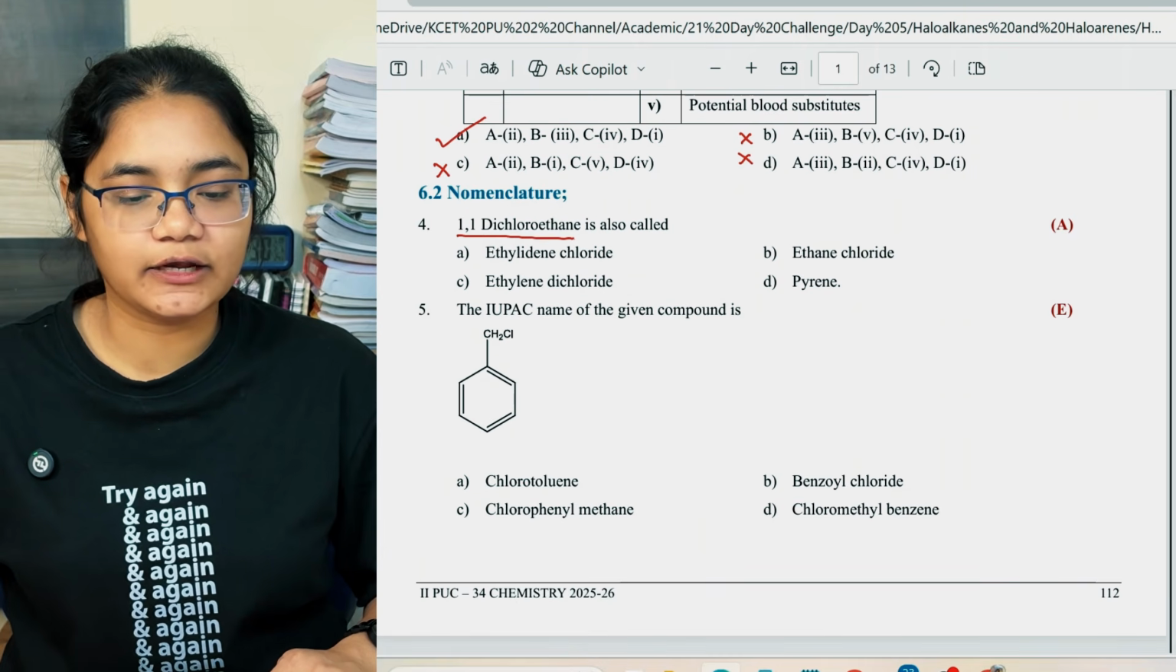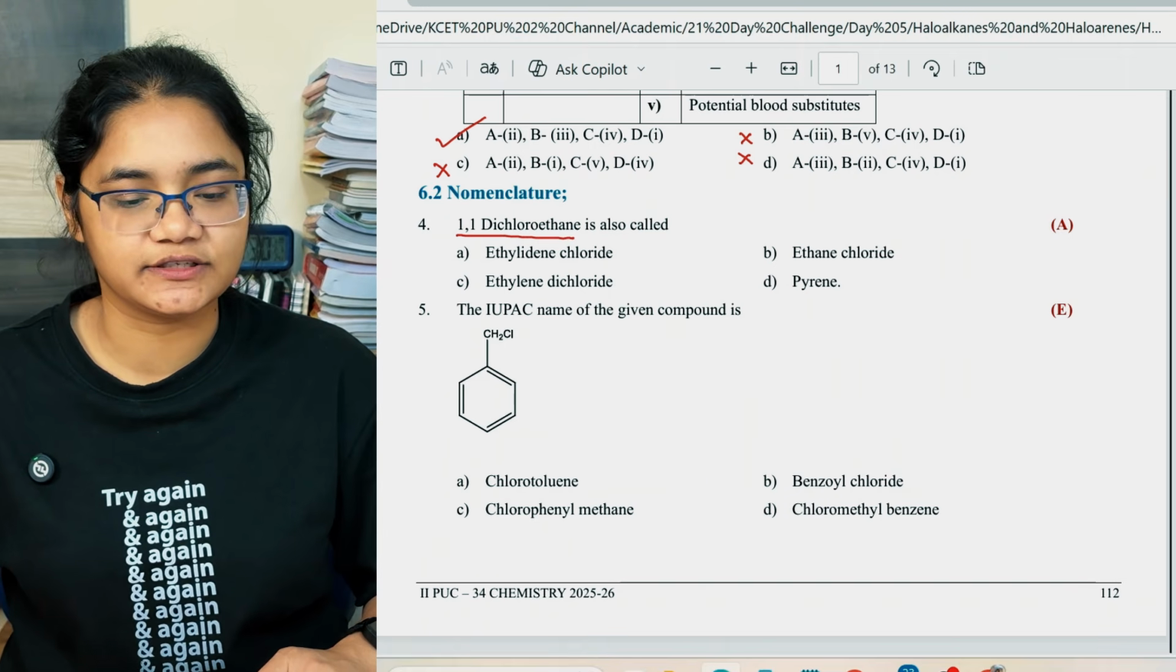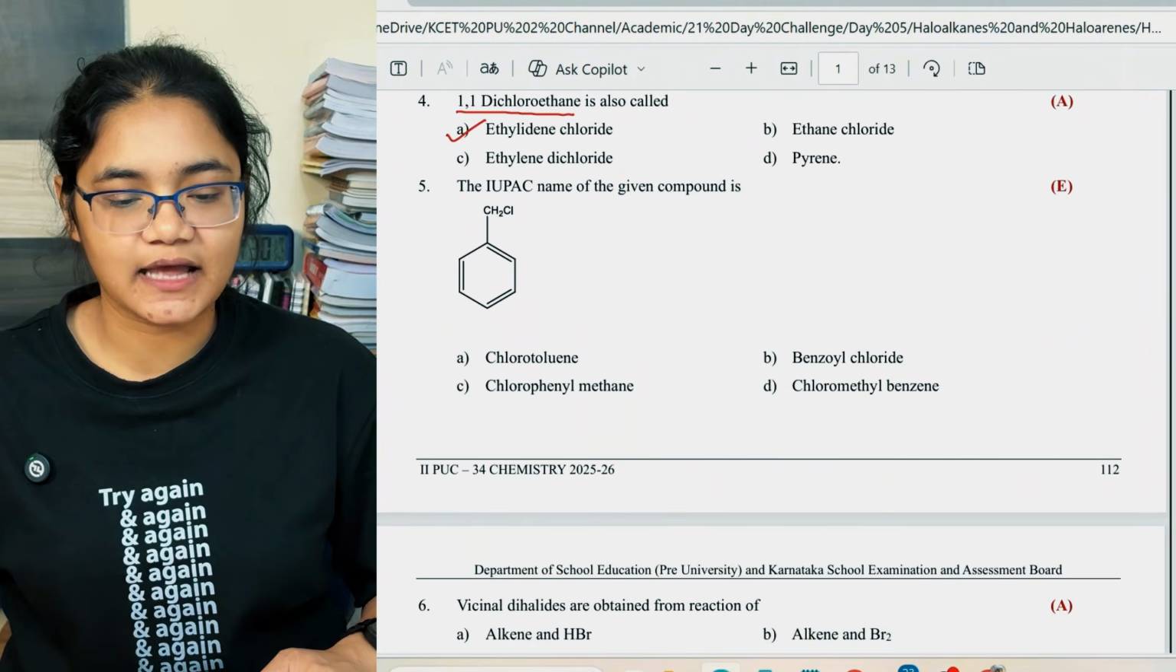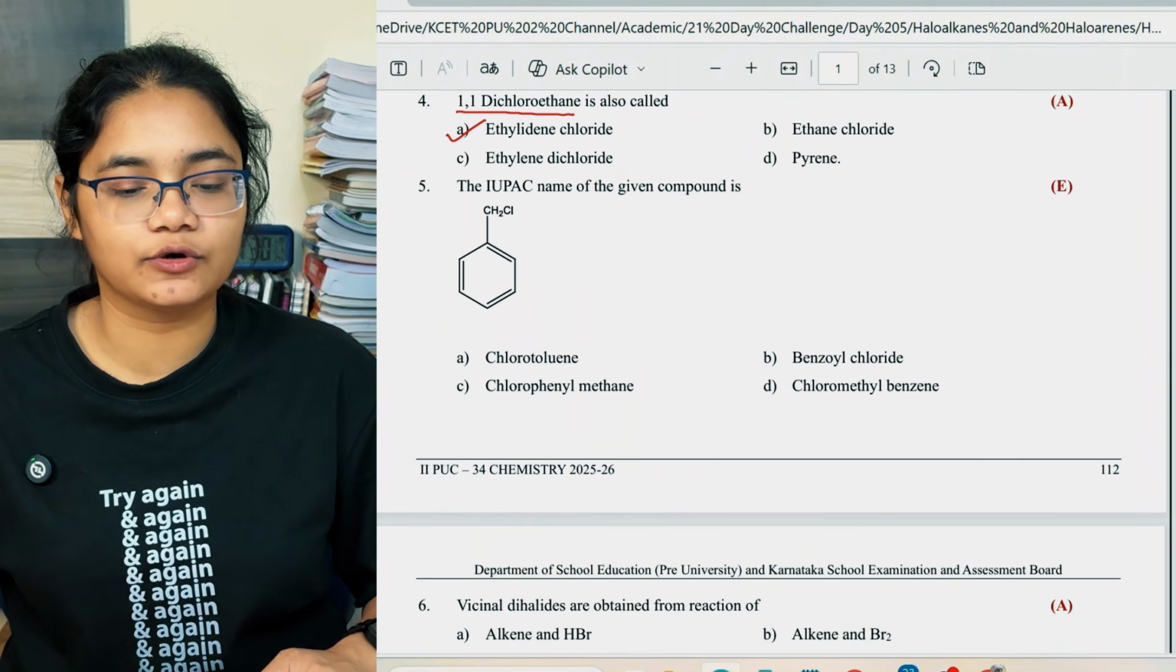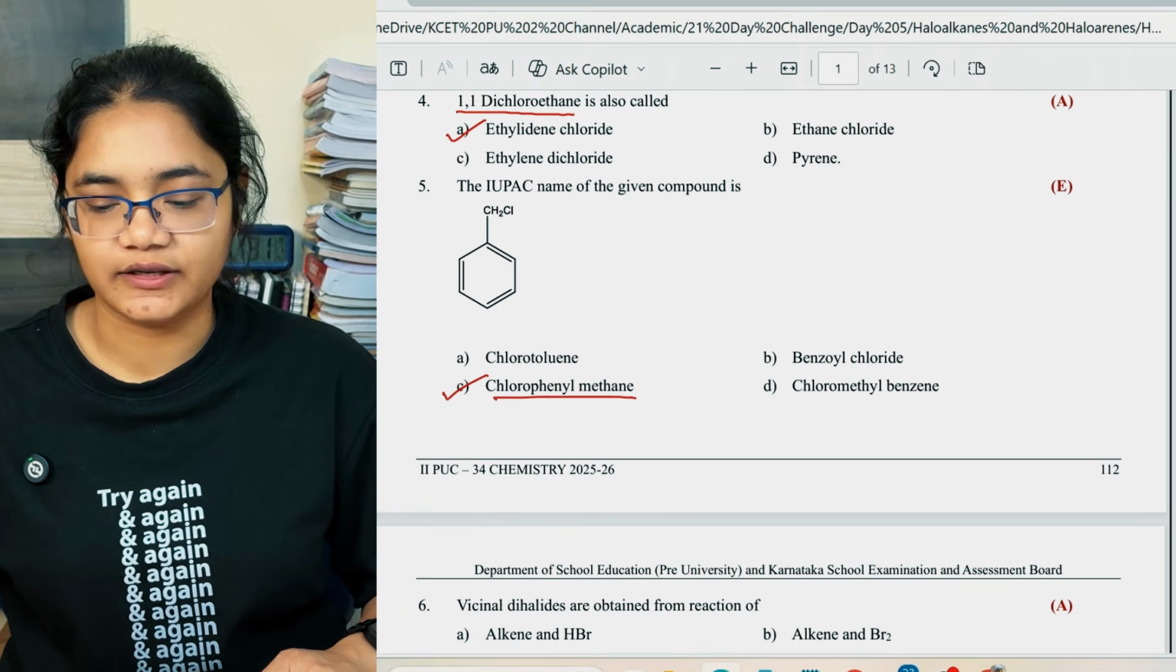Nomenclature of 1,1-dichloroethane. This is a geminal dihalide. The name of this one is ethylidene chloride, which is your option number A. Next is the IUPAC name of the given compound, chlorophenyl and methane. So that is your option number C.